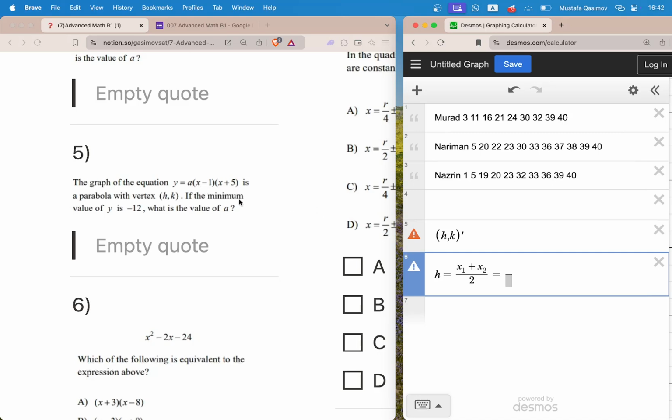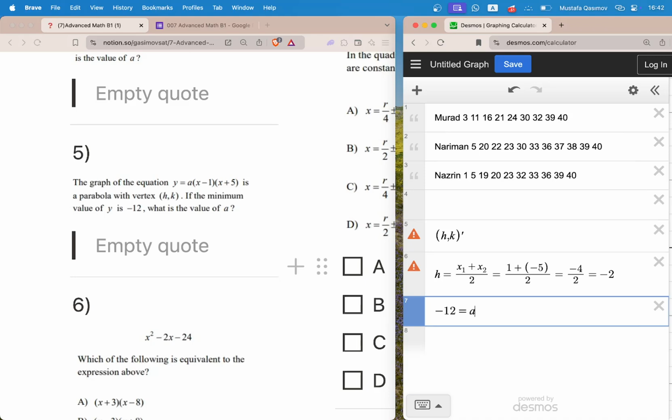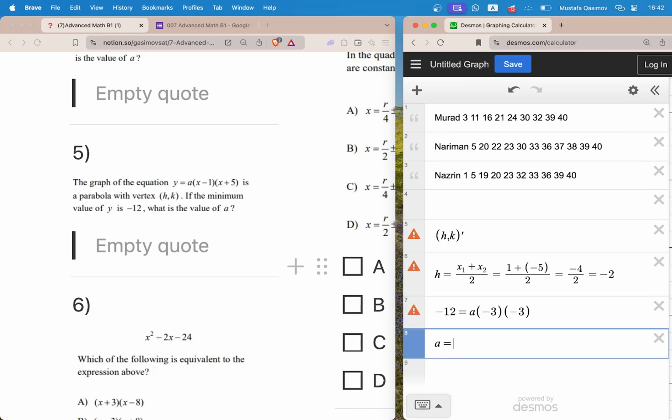From here x-intercept is 1 plus negative 5 over 2. And it is equal to negative 4 over 2. And it is negative 2. So h is equal to negative 2. If we write instead of x negative 2, we will get k. And k is negative 12. So let's do it. Negative 12 is equal to a multiplied by negative 2 minus 1, it will be negative 3. Negative 2 plus 5, it will be also 3. And from here, a is equal to negative 12 over 9. So it is our answer.